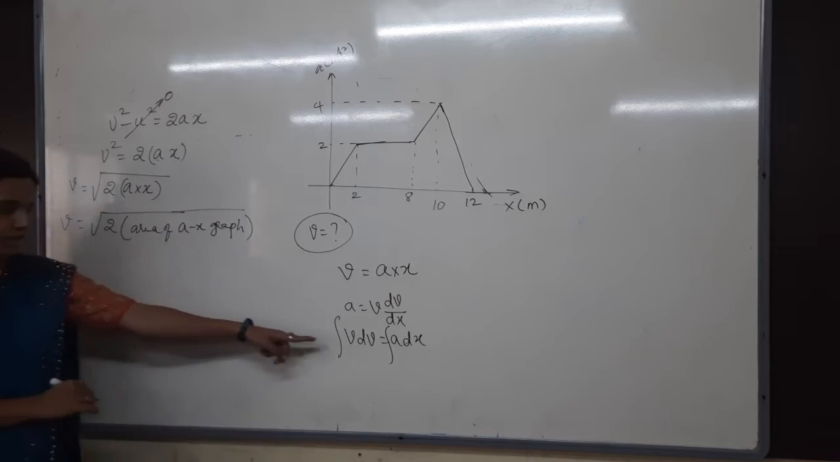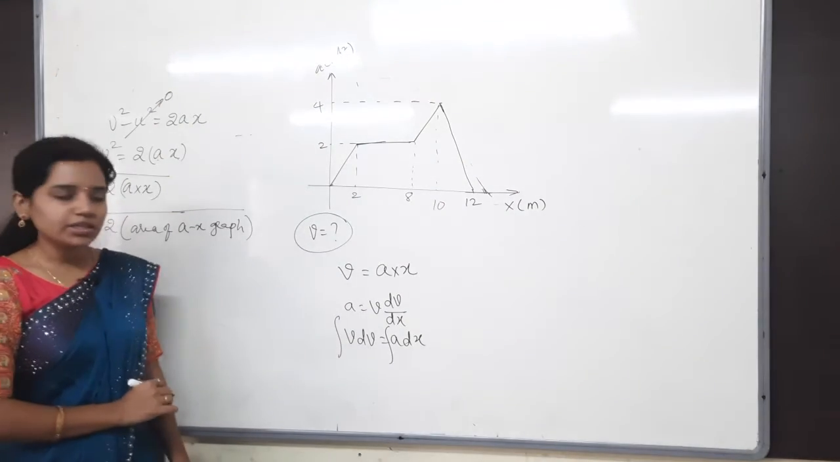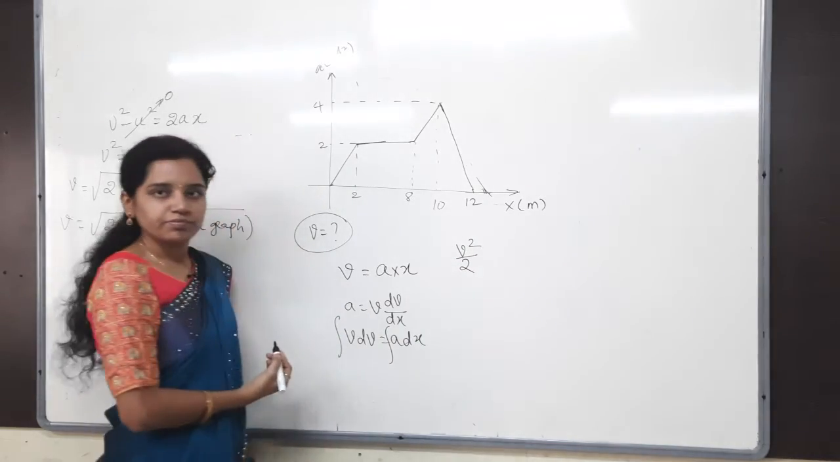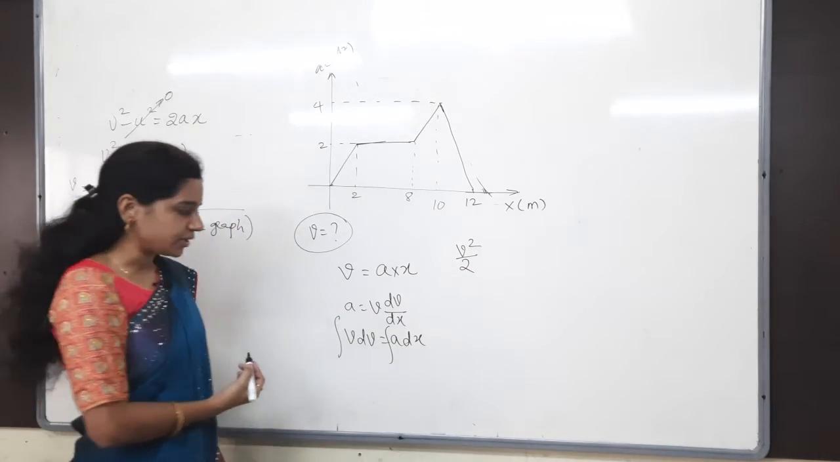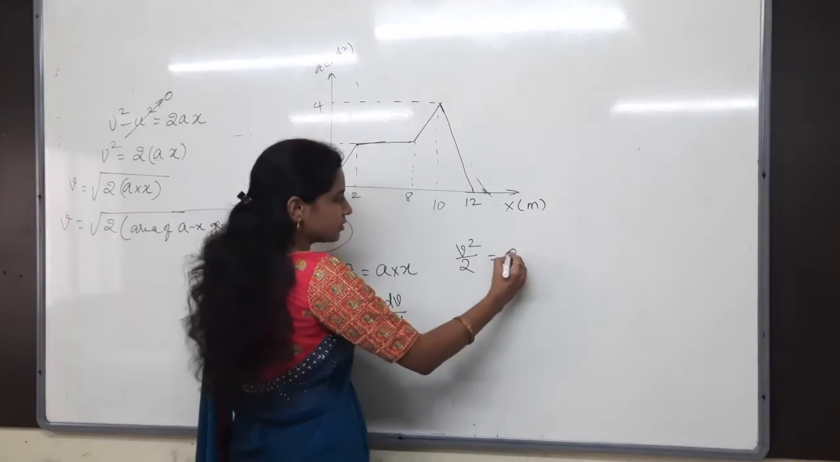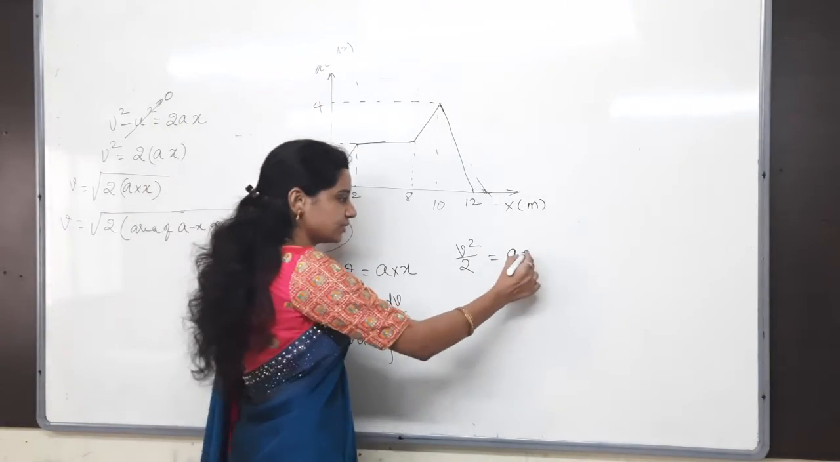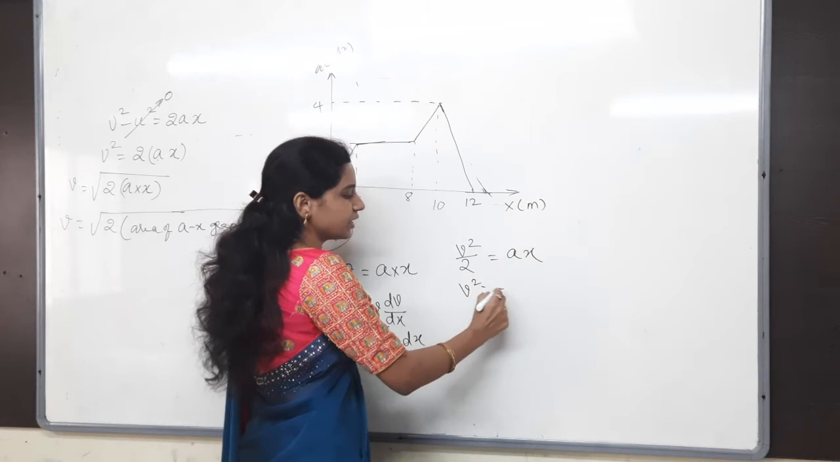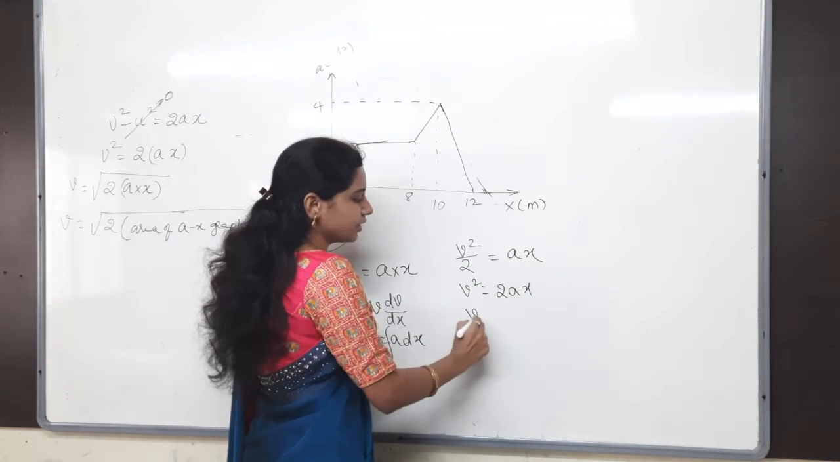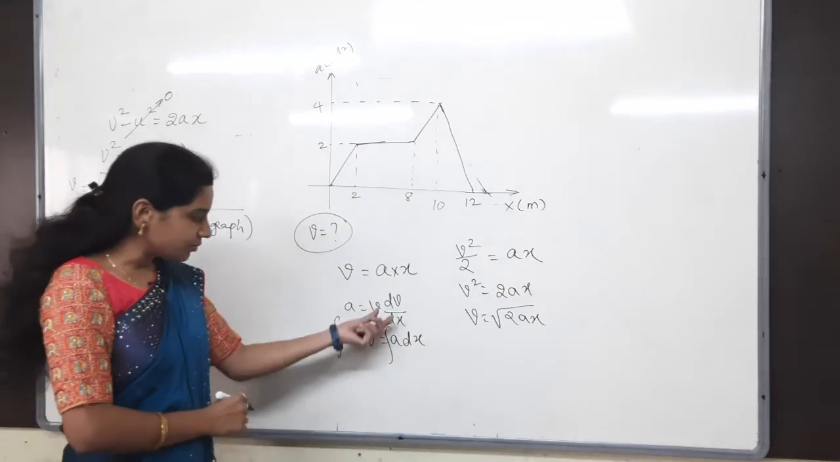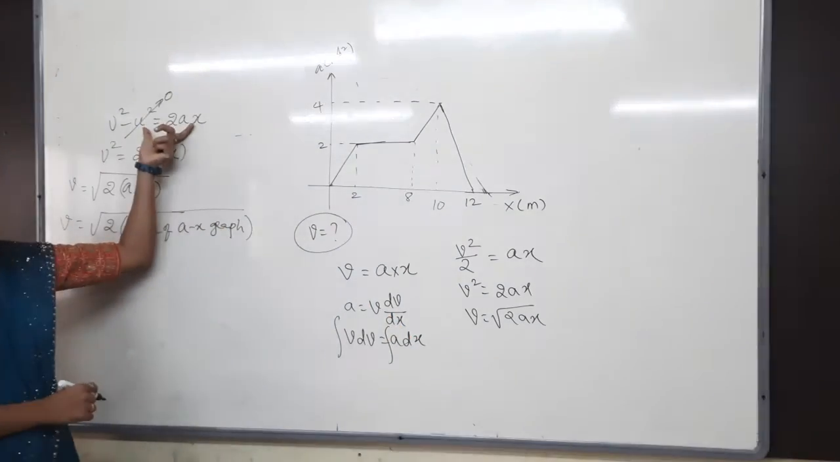Even here, integration of V dV, what is the formula? V square by 2. V square by 2 is equal to A into the integration of dx, which is X. Then V square is equal to 2AX. Then V is equal to under root 2AX. Obviously, from this integration formula only we will get this.